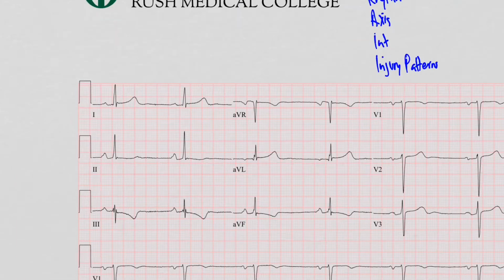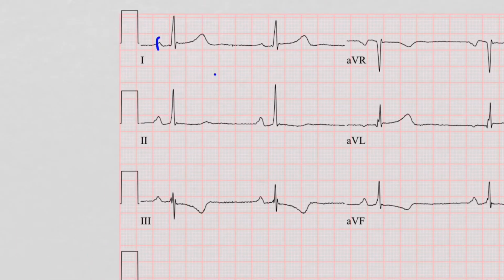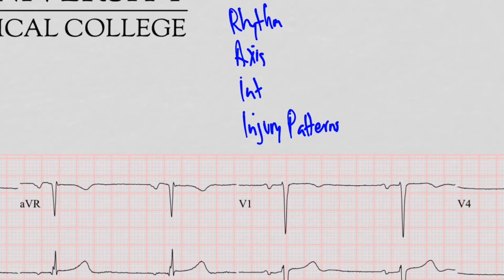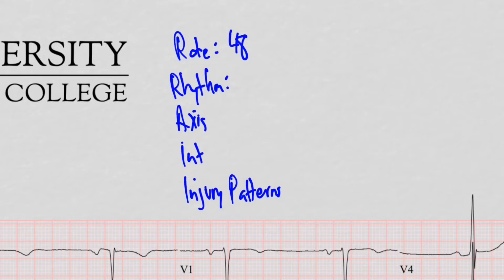What's the rhythm? Let's take a look. We got a P, we got a QRS, we got a T. P, QRS, T. It's happening everywhere, right? Okay, so I think this is again a sinus rhythm. Let's put that up here. Sinus rhythm.